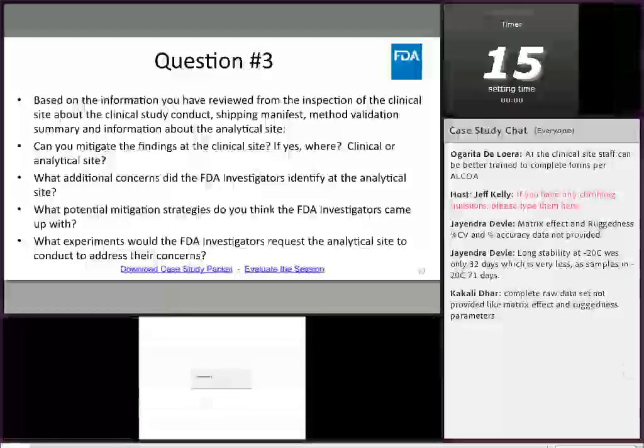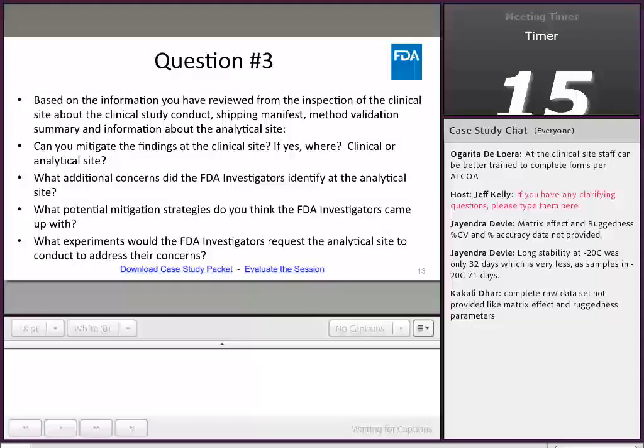To question 3. So I understand, so you can answer all the parts separately.